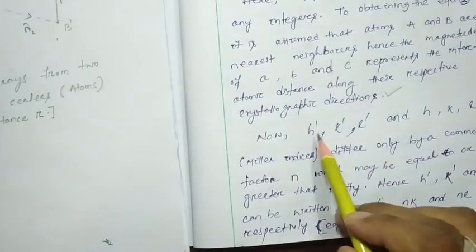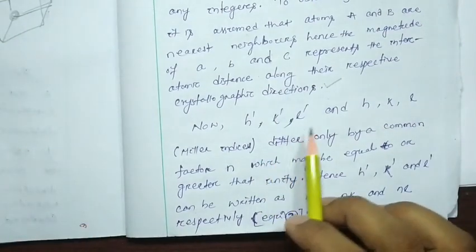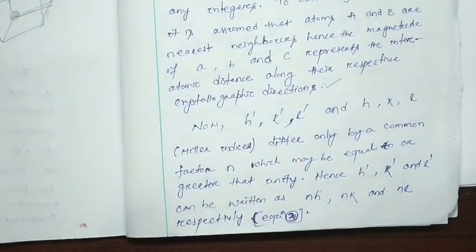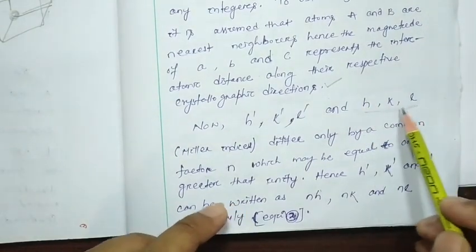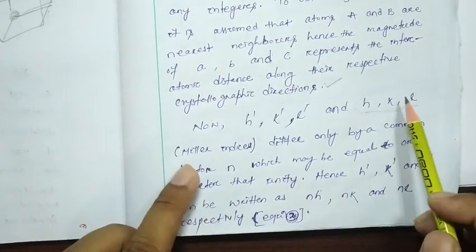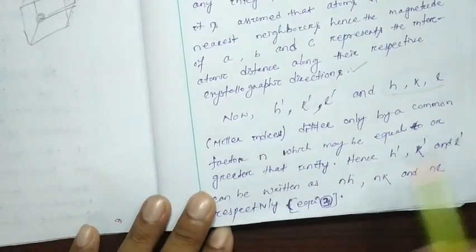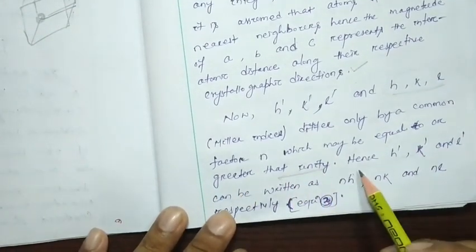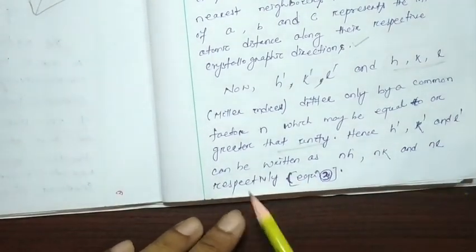Now, h', k', l' and hkl. Here you have to listen carefully. Here hkl, whatever we have written, indicates the Miller indices. They differ only by a common factor n, which may be equal to or greater than unity. Hence h', k', l' can be written as nh, nk, nl respectively. What that is, I am going to show you.